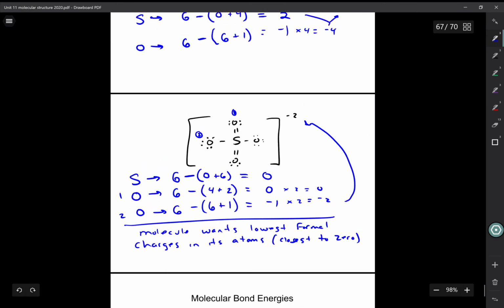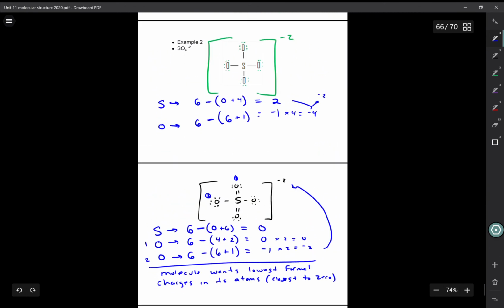All right. So by looking at these, here sulfur is a +2 versus here sulfur is a 0. So sulfur is closer to 0 here. Oxygens, all 4 oxygens have a -1. Here we can get 2 oxygens at 0 instead of -1. So that means you got more atoms with a 0 formal charge in this bottom molecule than you do in this one. So this one would be the more accurate Lewis structure because of the formal charge.